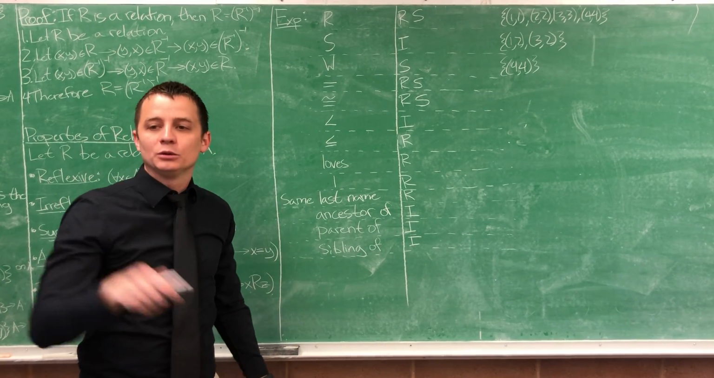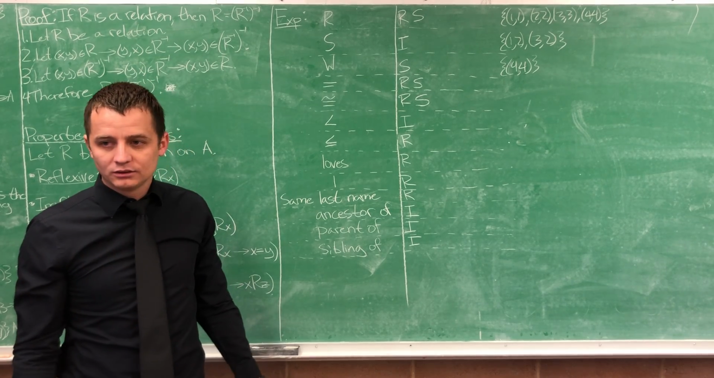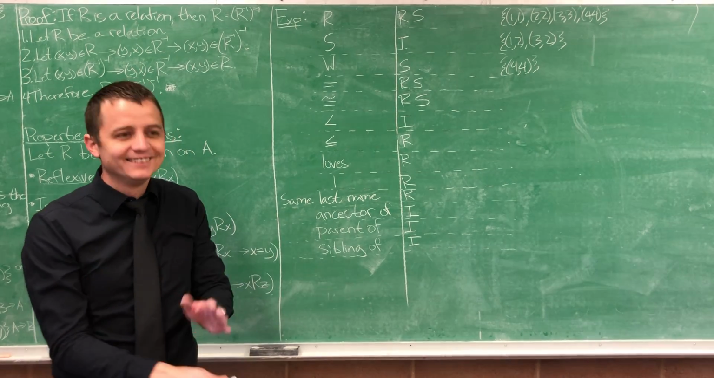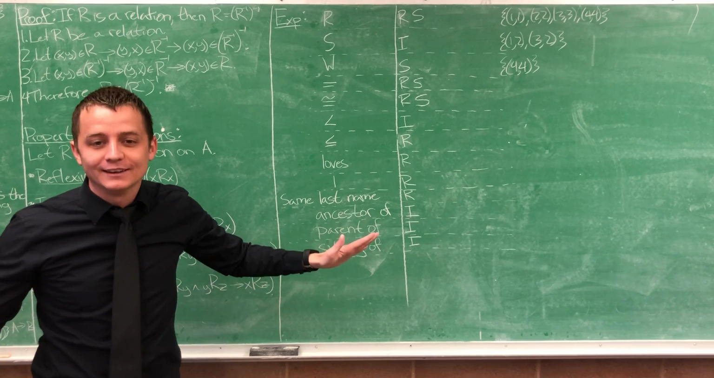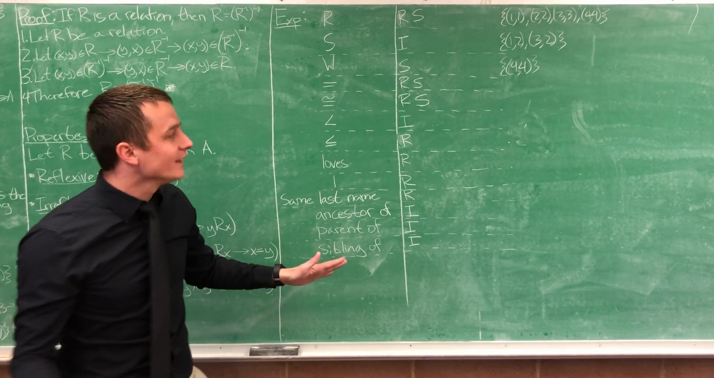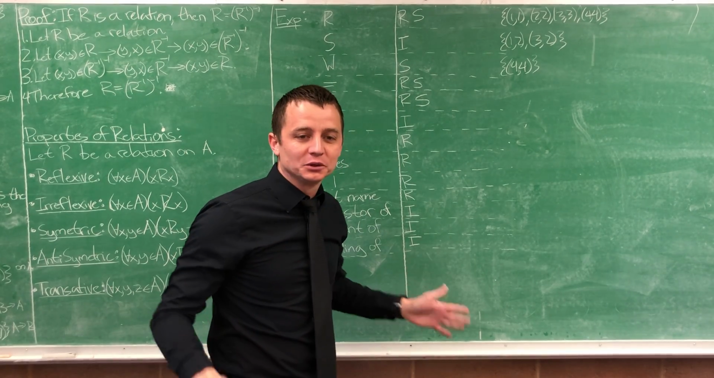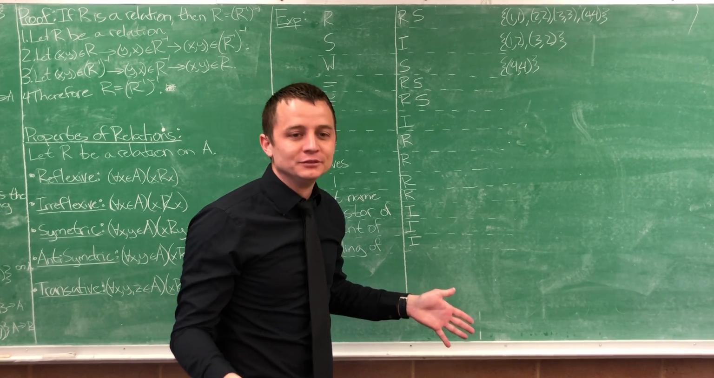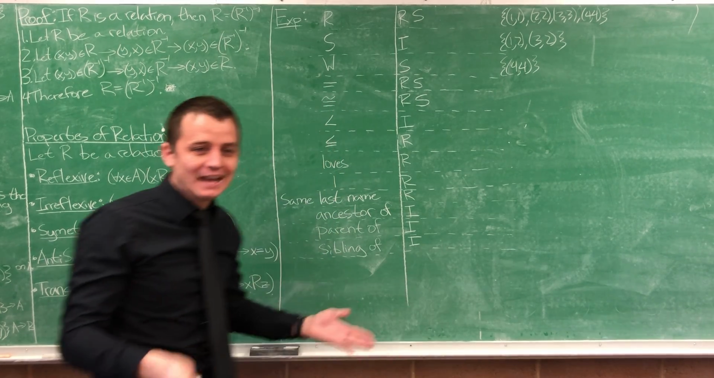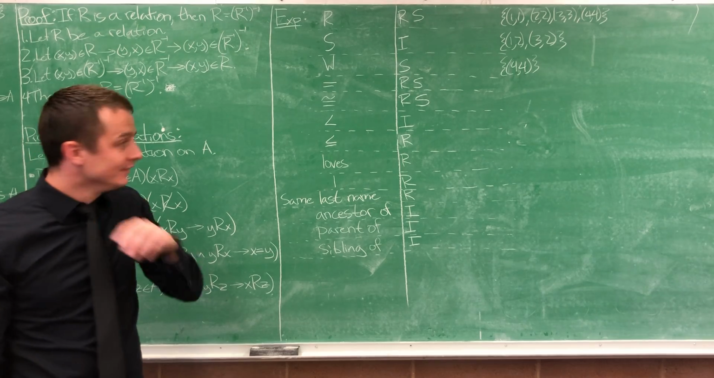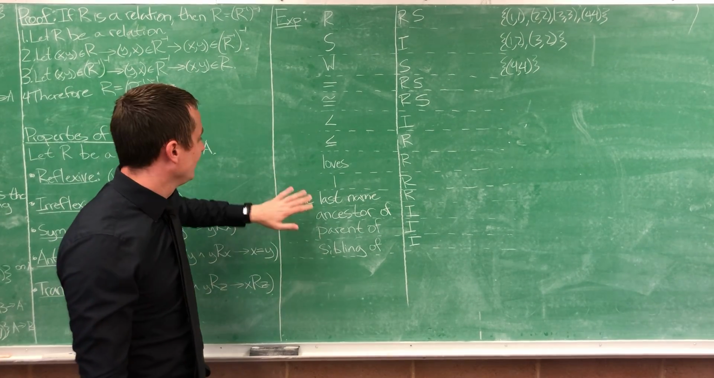If 1 is less than or equal to 2, is 2 less than or equal to 1? What I said before was nonsense. No, it's not. 2 is bigger than 1, so it can't be less than or equal to 1. No, it's not symmetric. Okay.